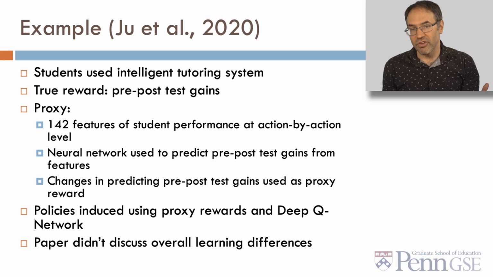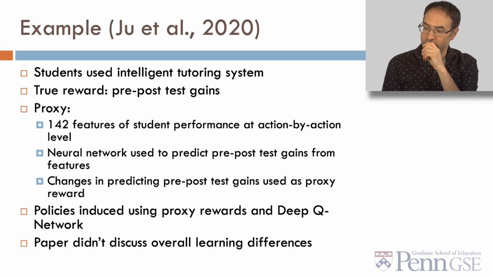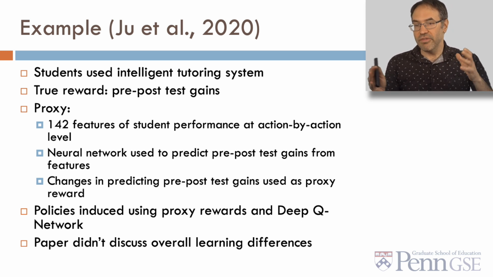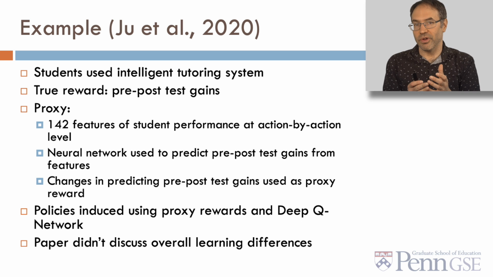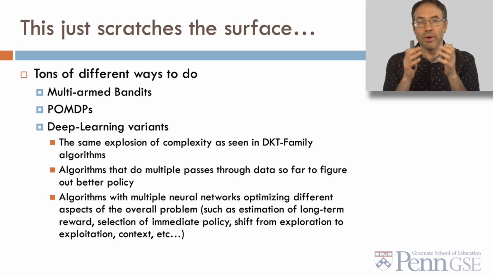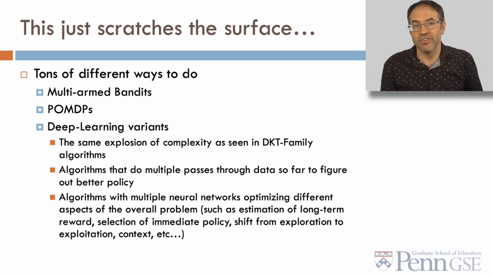The policies were induced using proxy rewards and deep Q networks. The paper didn't discuss overall learning differences. You see a theme here. It's often hard to really study the impacts on learning. Even just getting to the point where we're looking at longer term learning has been kind of a big step for the field. Okay, so I've gone over a lot of methods here, and this just scratches the surface.